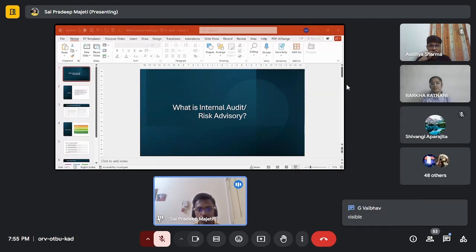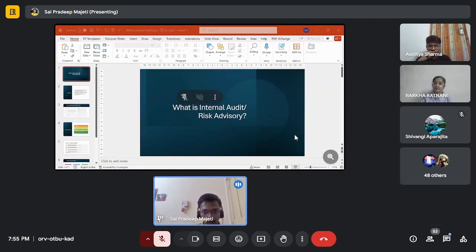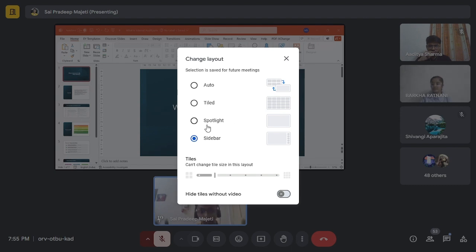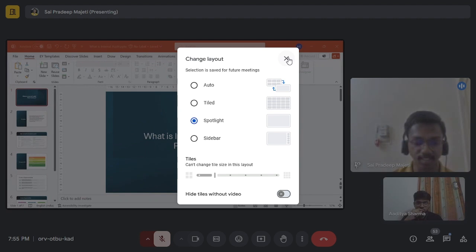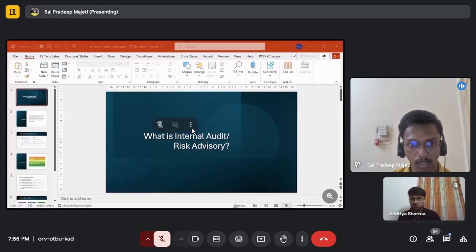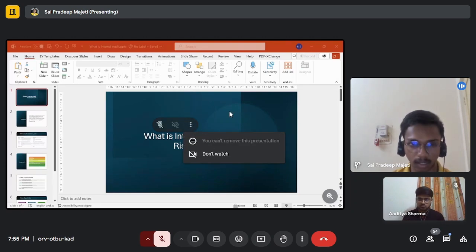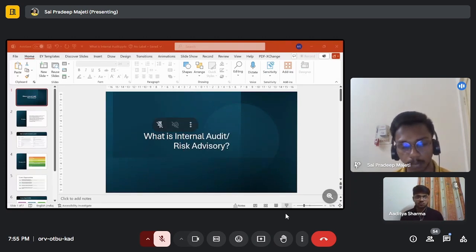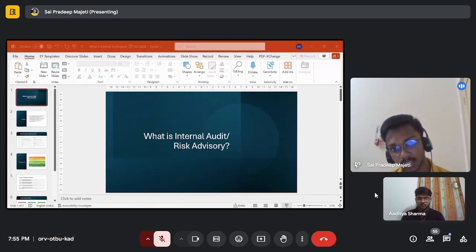So, firstly, internal audit's fancy name is risk advisory, or business consulting and risk advisory. So what does internal audit mean? The definition is given under the Companies Act, and also by the Institute of Internal Auditors: internal auditing is an independent, objective, assurance and consulting activity designed to add value and improve an organization's operations.